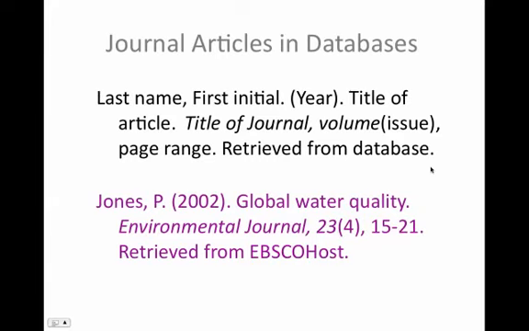Here's how it might look. I'm using Patricia Jones' article, Global Water Quality. Patricia gets shortened to P, just her first initial. Global Water Quality, lowercase w, lowercase q. Environmental Journal, notice the J is capitalized. We've got italics through the journal title and the volume. The issue converts to regular format, comma, the page that the article starts on, dash, the page that it ends on. And then I put retrieved from, again, I made this up, but I did not make up the database, EBSCOhost. And what's this here at the end?